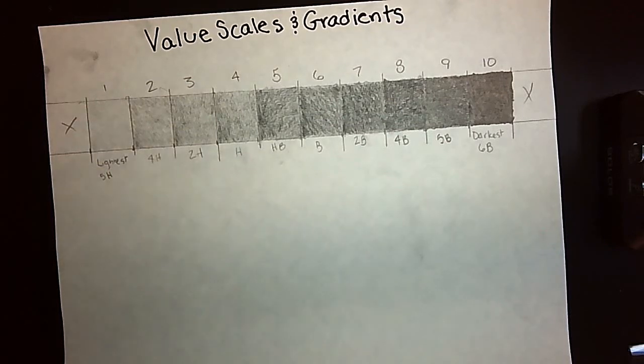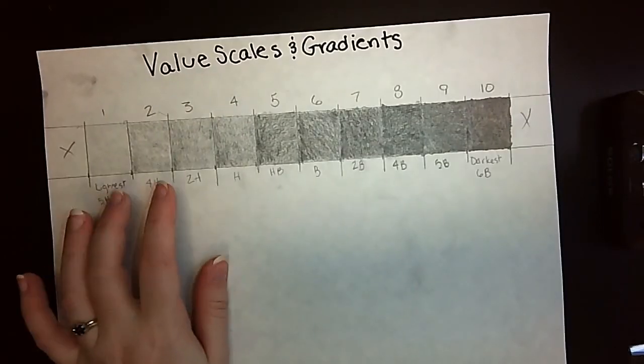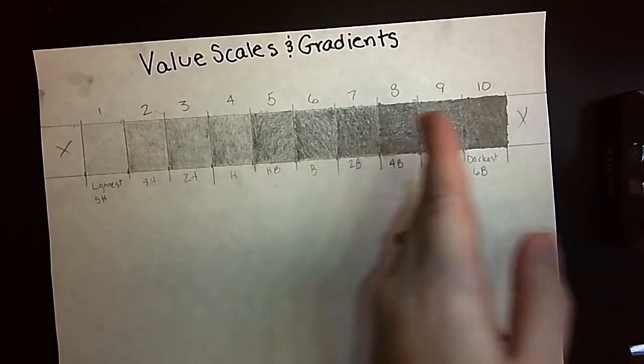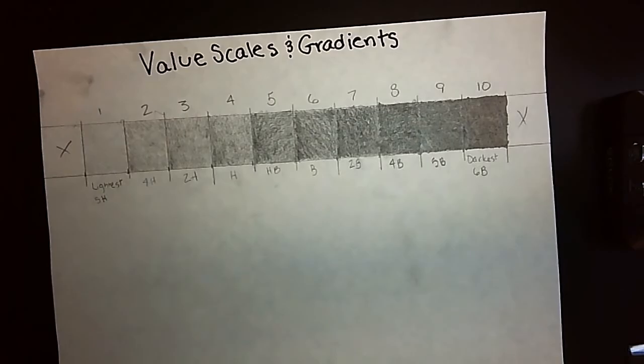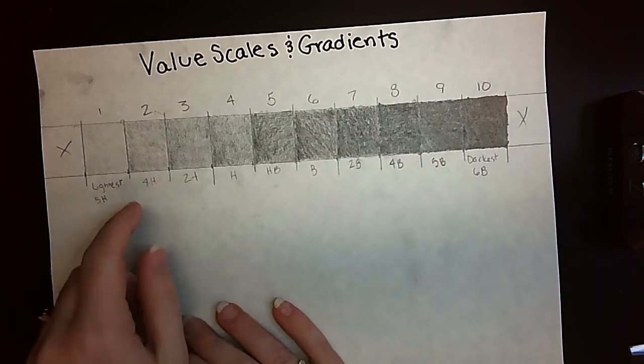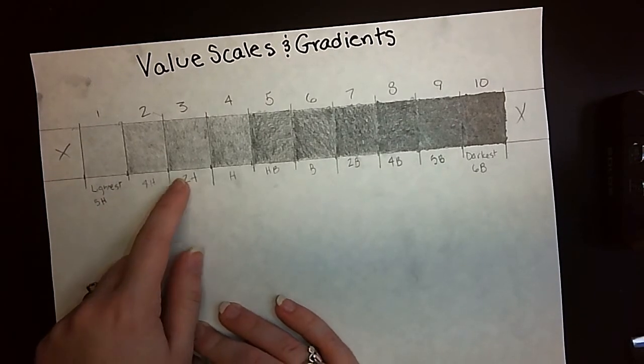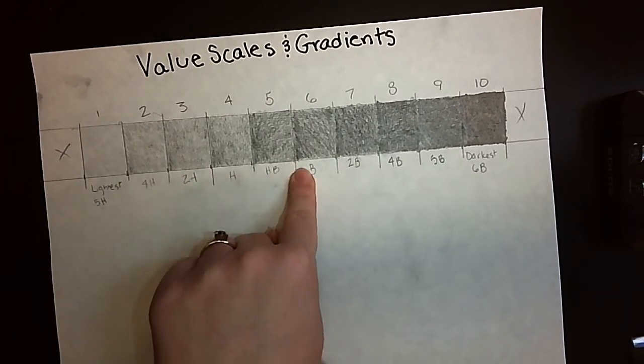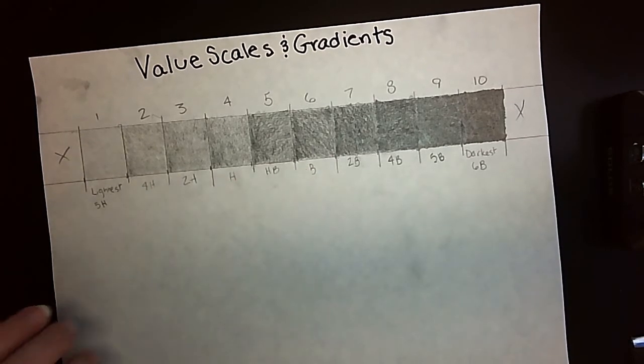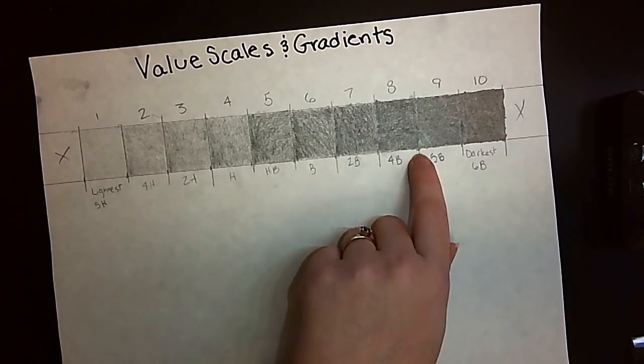In my last video, I went over how to draw a value scale, which is a bar of value where each value gets progressively darker in each square. In this video, I'm going to show you how to draw a value gradient, which is where the value transitions smoothly and seamlessly from one value to the next. So where the value scale changes value at each box, the value gradient will flow from one to the next with no seams.